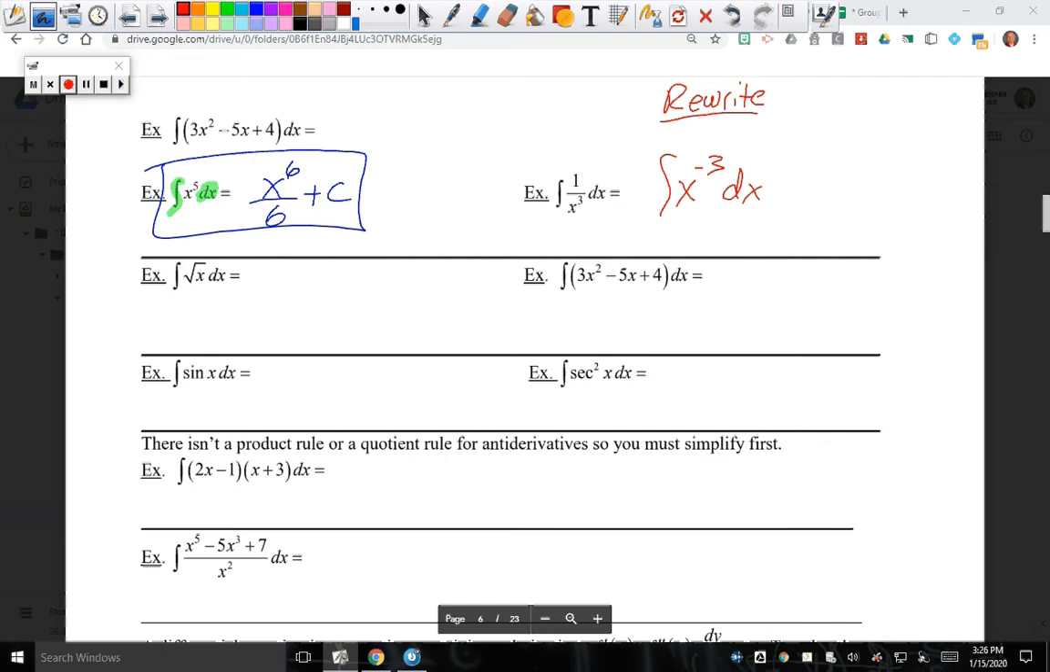What is x to the negative 3 going to become? X to the negative 2 over negative 2 plus c. Still not right.